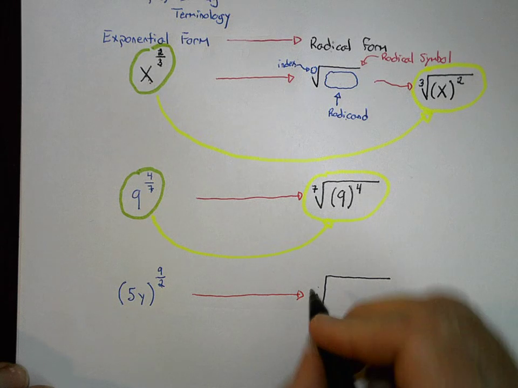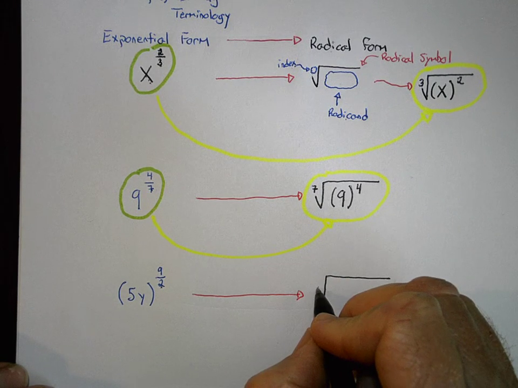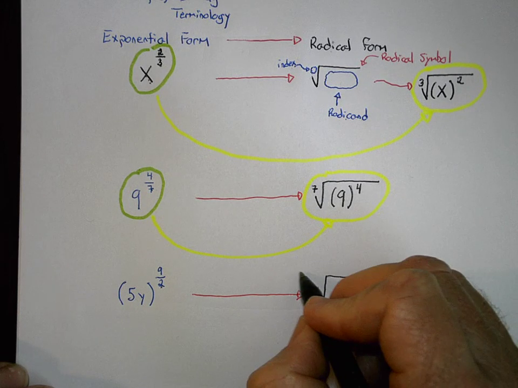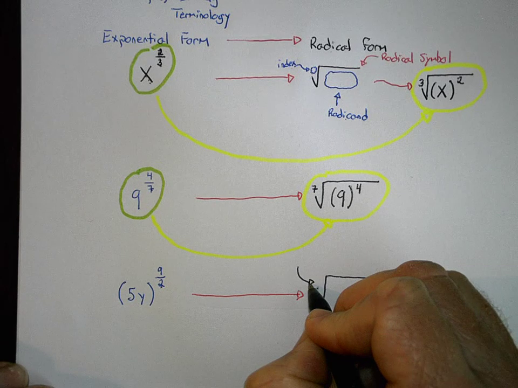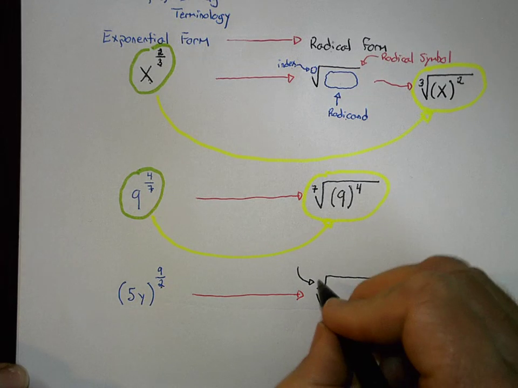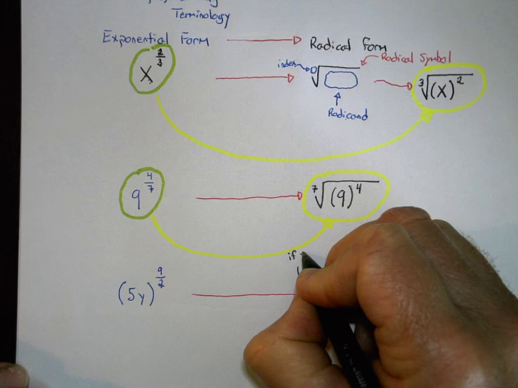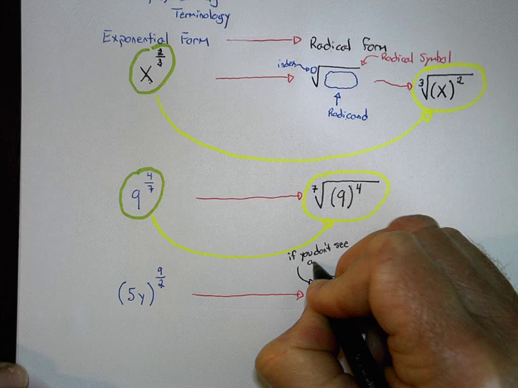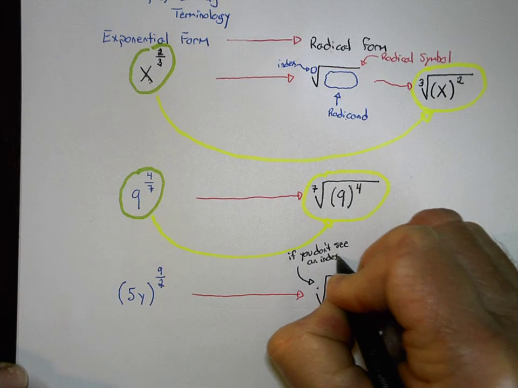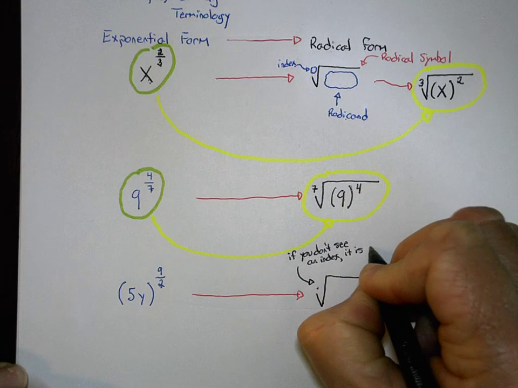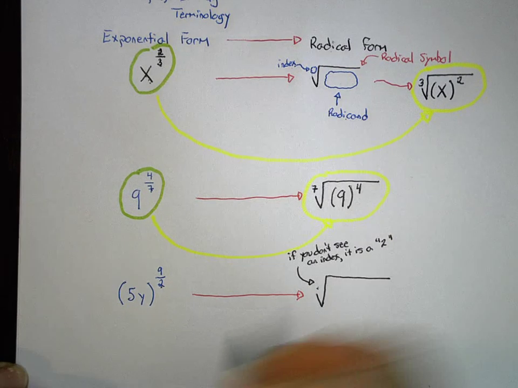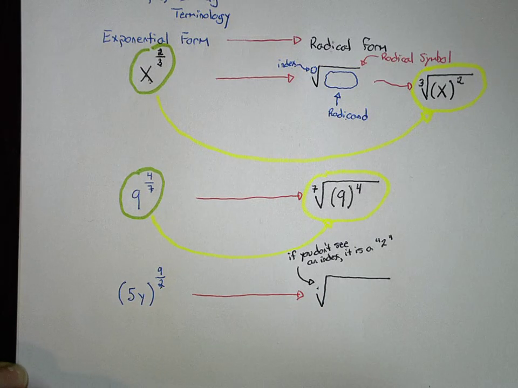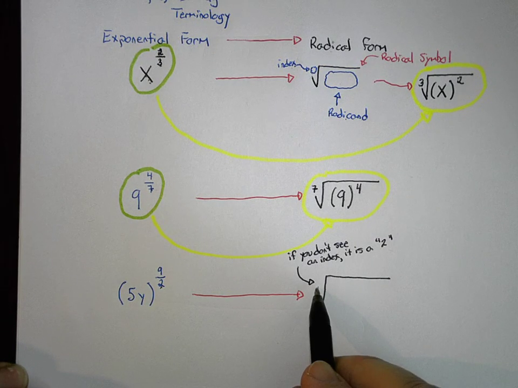Now, this is an interesting fact. If the index is a 2, you will never see a math book that puts a 2 for the index. So if the index is ever a 2, you just never write it. If you don't see an index, it is a 2. So because the index is going to be a 2 here, I'm not actually going to write the 2. As math students, if we don't see an index, we know that index is a 2.